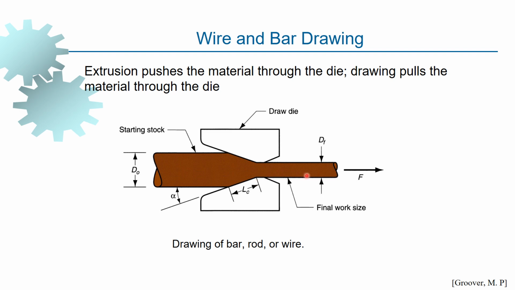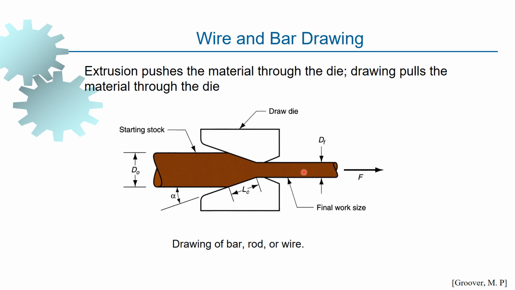So what happens here is, when we pull the material through a die opening, when we apply a tensile stress or a force F on the other side, the material will get squeezed inside the die. The material will get compressed inside the die and undergo plastic deformation, deforming to a final shape like a rod or a wire or a bar. Normally circular wires, bars or rods are produced.